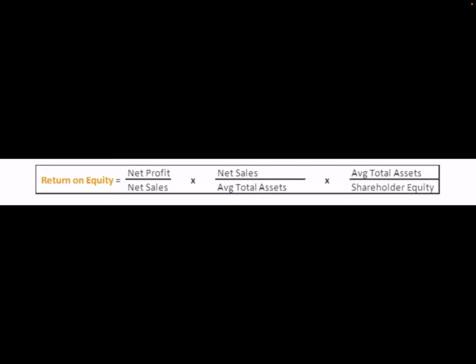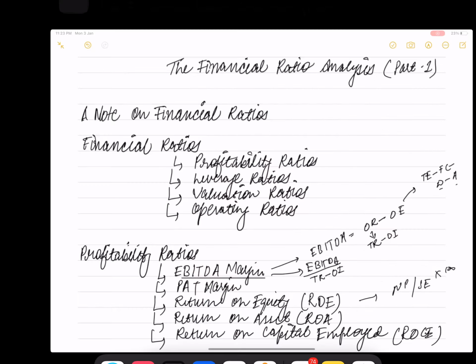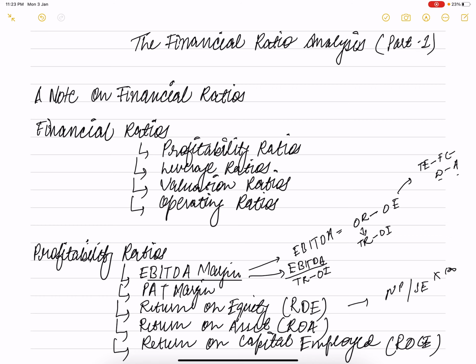Now asset turnover is basically net sales divided by average total asset. Net profit margin is net profit divided by net sales into 100. This is the first part of the DuPont model, and it expresses the company's ability to generate profit.